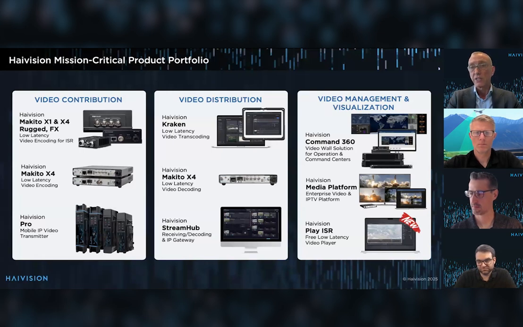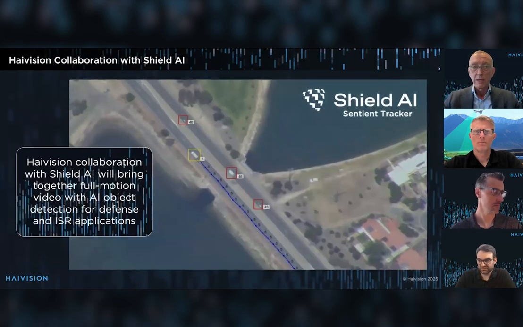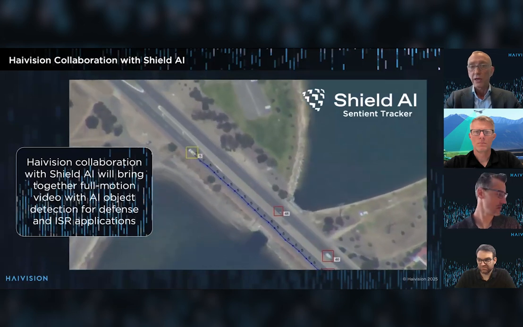And then in terms of video management and visualization, there are a number of solutions. A Haivision Media Platform, for instance, for getting live video distributed through an organization, or IPTV, for instance. Haivision Command 360 is our video wall solution for operation in command centers, and you'll actually see a little bit of Play ISR, a free desktop low latency video player, as part of the demonstration a little later today. So that's a quick overview of who Haivision is, who our customers are, why they come to us, and what our products are. So with that, I'm going to pass it over to Philip, and we'll start talking about Kraken.